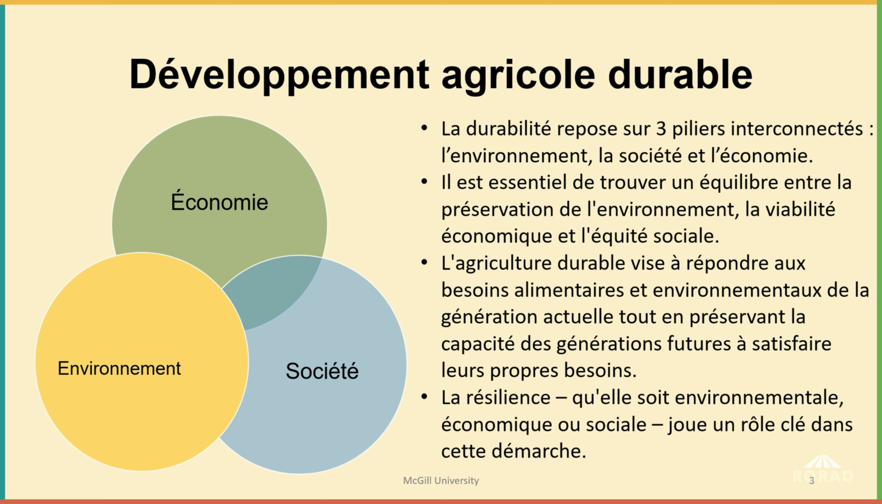And so finally, one of the most important things is building resilience into our systems. That's not only environmental resilience, but also economic resilience and social resilience. And again, the idea is climate change is a priority within agriculture. The building of resilience into our production systems is very, very important.